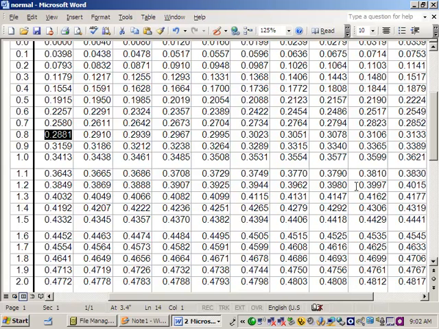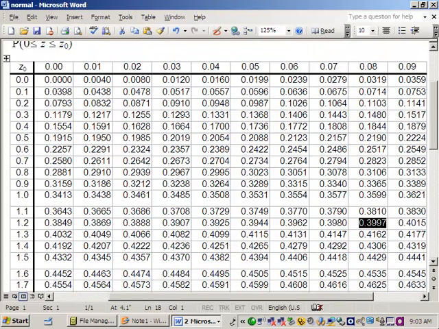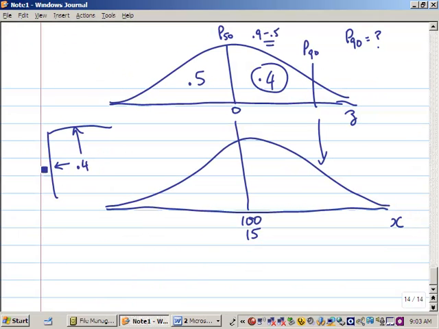This is in numerical order here. That's the closest value I can find. Let's see if I can scroll a little bit. Okay, so we're on the 1.2 row in the 0.08 column. So this z value is 1.28.